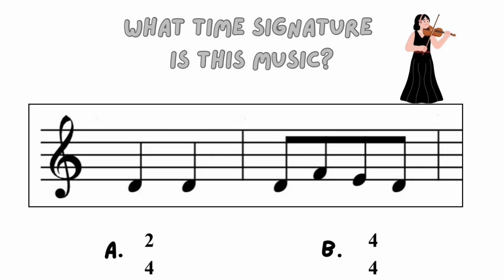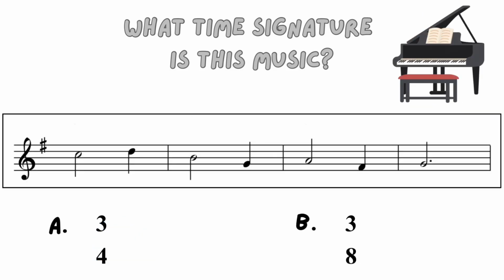Okay, what time signature is this piece of music? So you've got options here. Is it 2/4 or 4/4? Okay, look at how many beats you have in each bar. Answer coming up. 3, 2, 1. Right, that's 2/4 because there's 2 crotchets in each bar.